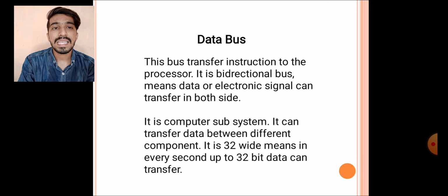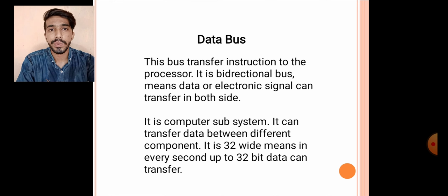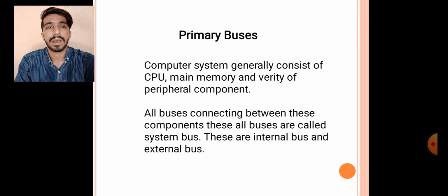Data bus. This bus transfers instructions to the processor. It is a bi-directional bus, meaning data or electronic signals can transfer in both directions. It is a computer subsystem that can transfer data between different components. It is 32 bits wide, meaning up to 32 bits of data can transfer at a time.